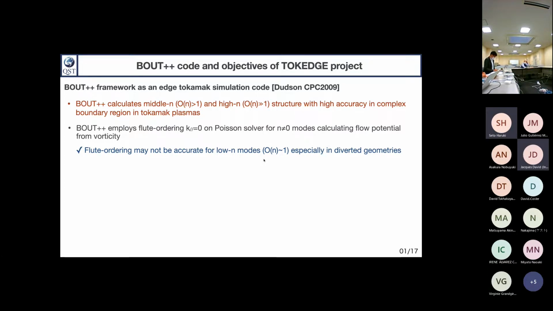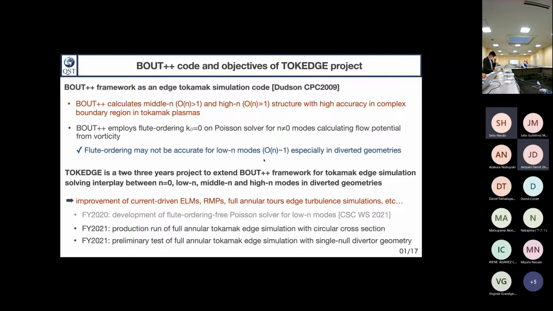It is well known that the flute ordering assumption may not be accurate for low-n modes, especially in diverted geometries. The project TOC is a 3-year project to extend the BOUT++ framework for tokamak edge simulation, solving the interplay between n equals 0 resonant modes, low-n MHD, and middle-n and high-n turbulence modes in diverted geometries. This is important for simulating current-driven elements, resonant magnetic perturbations (RMPs), full annular torus edge turbulence simulation, and so on.